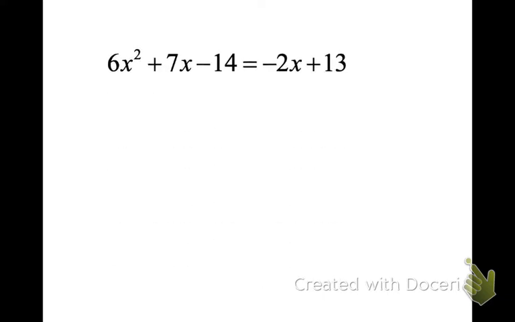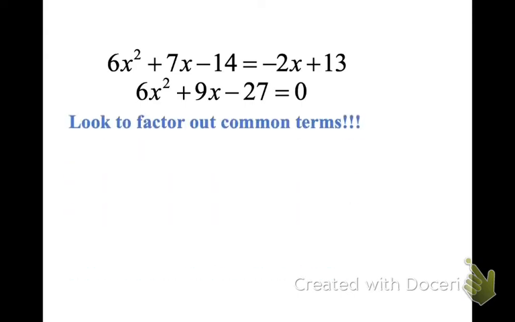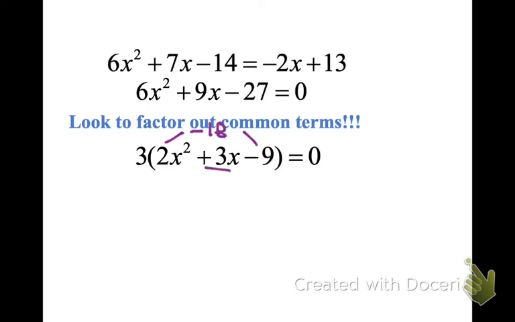This one is a little bit more complicated. First, we must move over the negative 2x and the positive 13, get all our terms on one side. And remember I told you we should always ask, is there anything I can factor out, and do I have perfect squares at the front and at the back? And in this case, I don't have perfect squares as my leading coefficient and my constant, but I can factor out a 3. So once I factor out my 3, now I'm going to find values that multiply to negative 18 and add to 3.